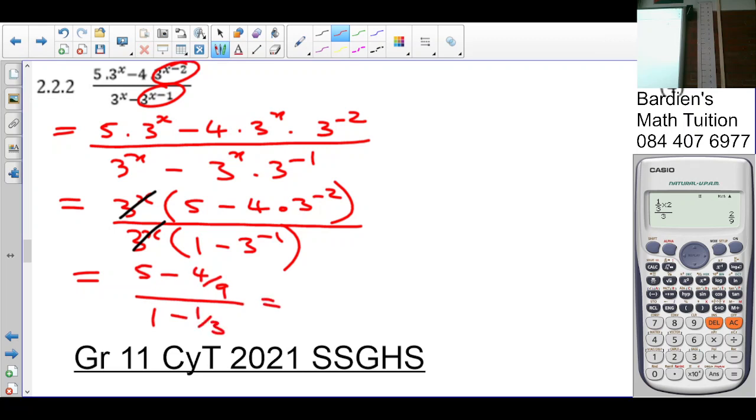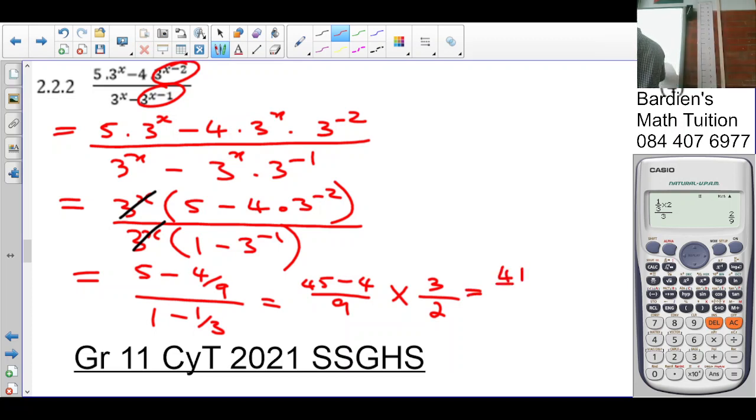Your LCM is 9, so it's 45 minus 4 over 9 divided by, which becomes times 3 over 3 is 2. Okay, that is of course going to give us 41 over 9 times 3 over 2. So that gives you 1 and 3, so it's 41 over 6.